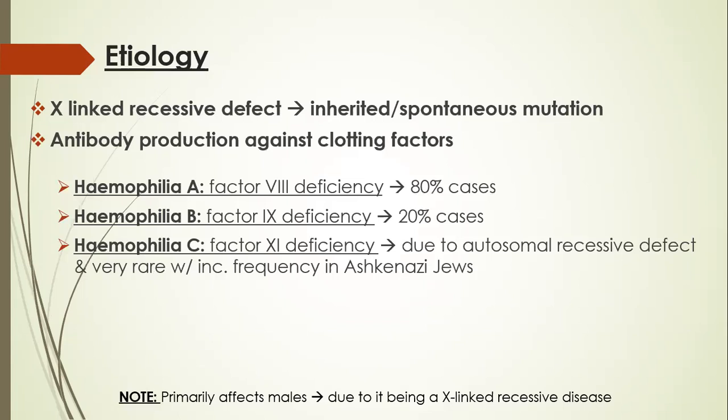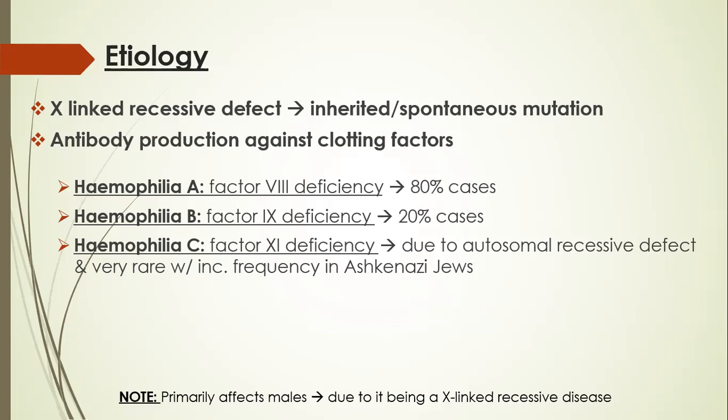So etiology, it's an X-linked recessive defect. So it can be either inherited or it can come about as spontaneous mutation. It can also be due to antibody production against the clotting factors. And as mentioned before, the types of hemophilia are determined based on which clotting factor is deficient.